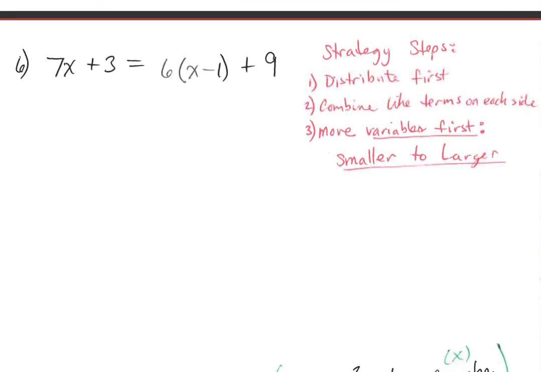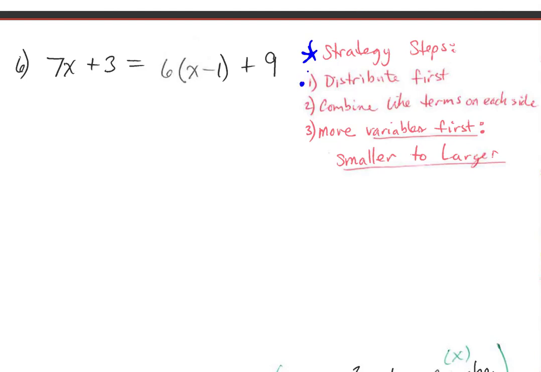Let's try another example. This one is going to skip ahead now with some more steps involved. The original example reads 7x plus 3 equals 6, open parenthesis, x minus 1, close parenthesis, plus 9. Now, when it involves more terms and more steps, I like to refer to some strategy steps that are very helpful for staying organized in a problem like this. And this simple list of steps can really simplify the process of doing a more complicated problem.